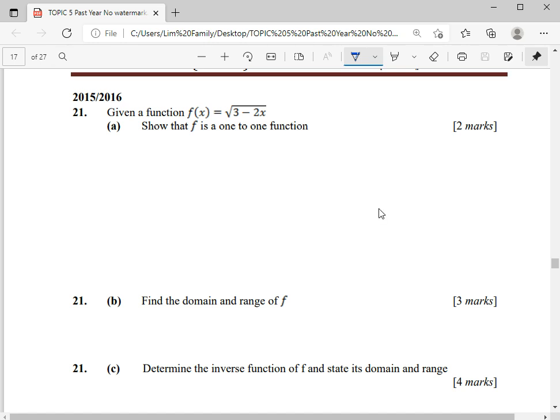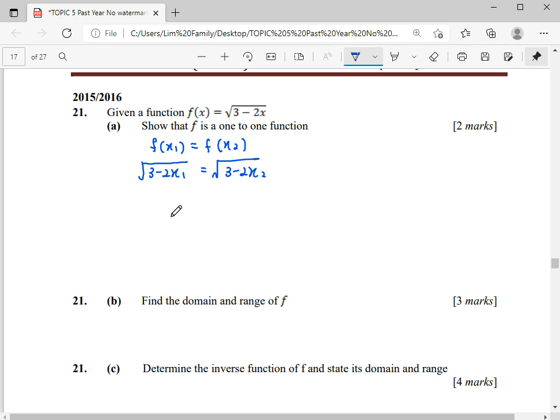For the algebraic method, we put x1 into the function, then set it equal to x2: f(x1) equals f(x2). So we substitute x1 and x2 into our function. When we substitute, the left hand side will be square root of 3 minus 2x1, and the right hand side will be square root of 3 minus 2x2.